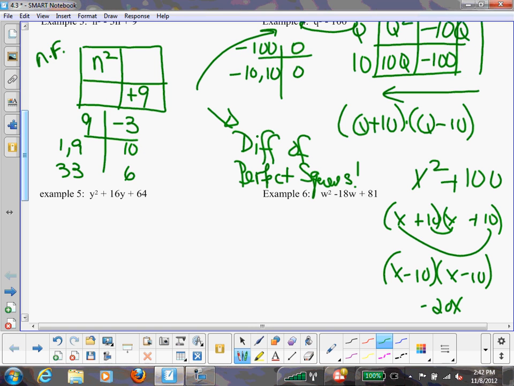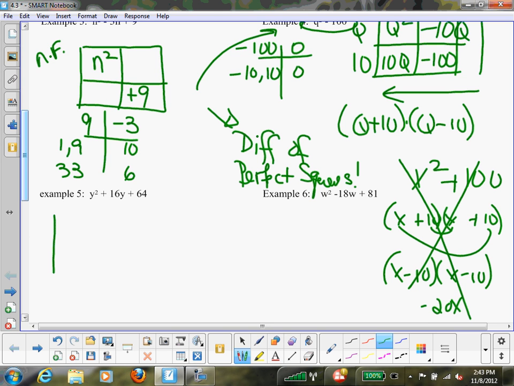This is not factorable, and about half of you will want to tell me that x squared plus 100 is factorable because you see they're both perfect squares, but it has to be the difference. You have to show subtraction between those perfect squares. Okay, Riley? Sure.